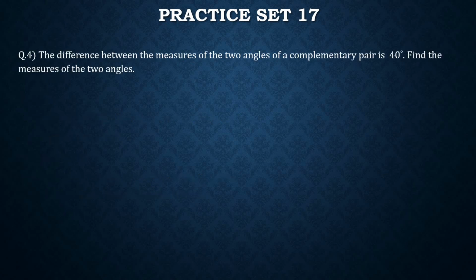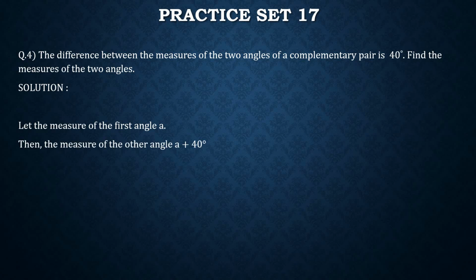Question number 4. The difference between the measures of the two angles of a complementary pair is 40 degrees. Find the measures of the two angles. Solution. Let the measure of the first angle be A. Then the measure of the other angle will be A plus 40 degrees. Now A plus A plus 40 is equal to 90 degrees.